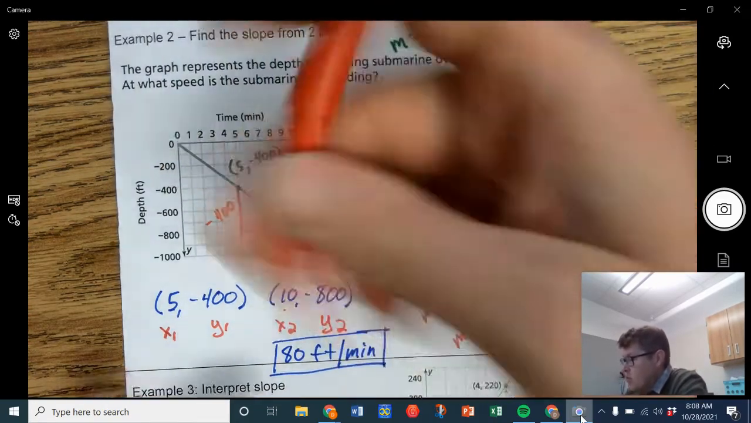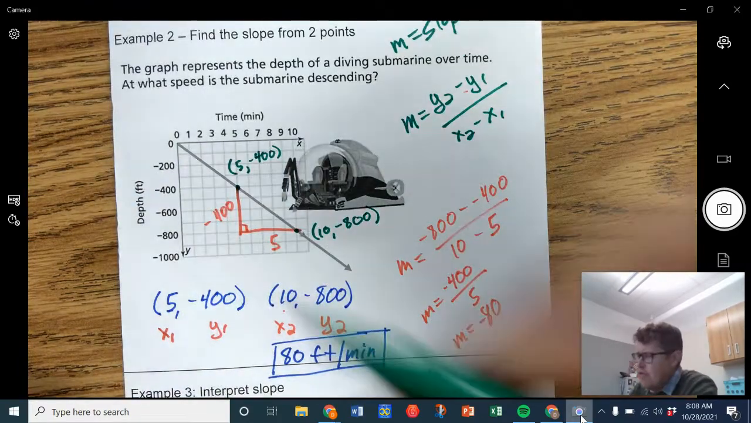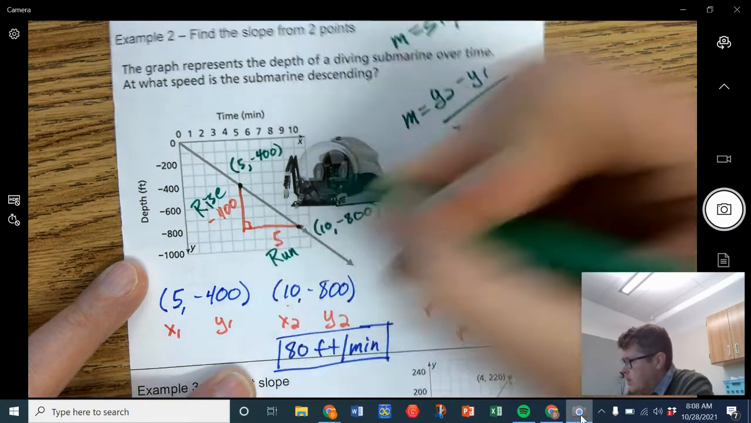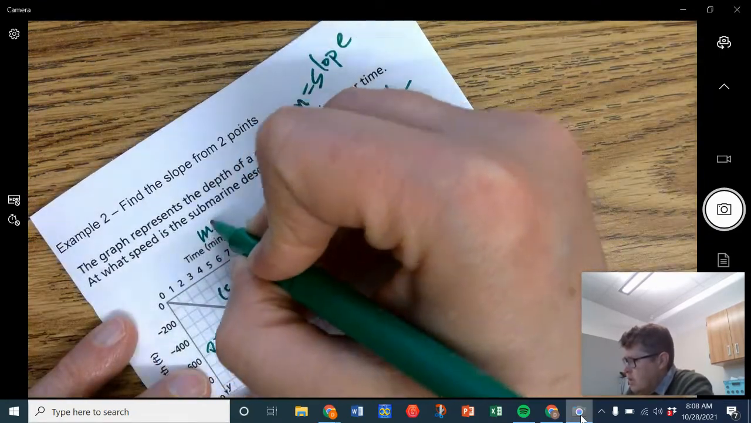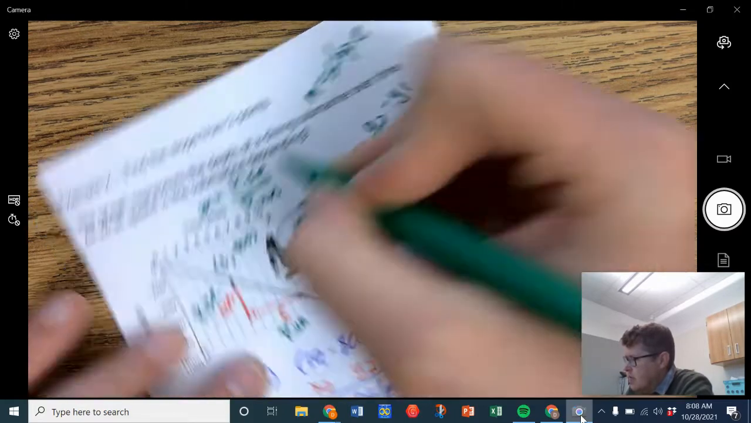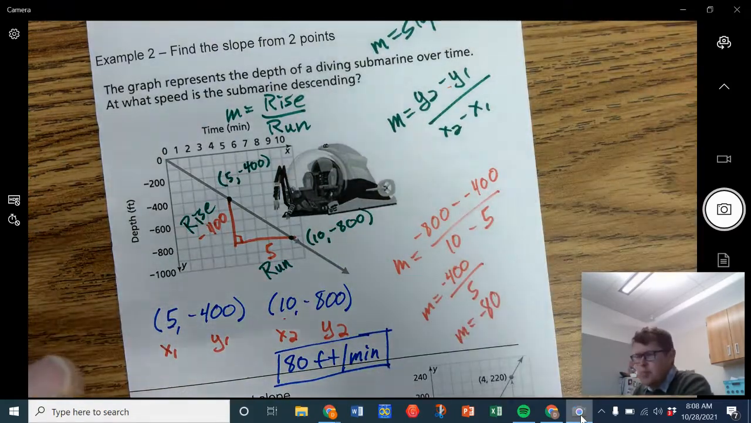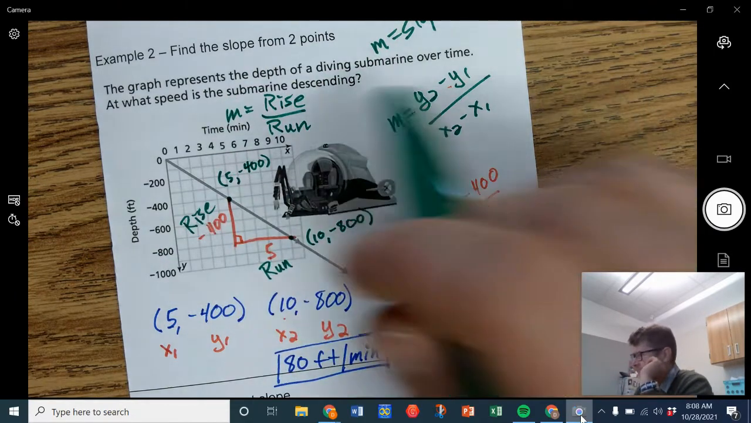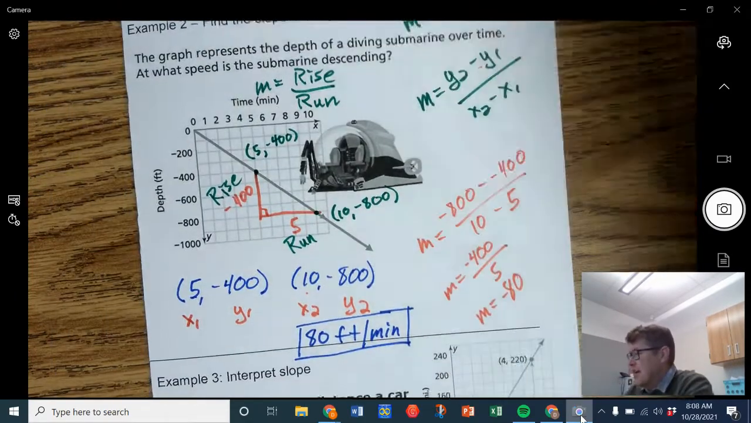So this is the rise. I think you have heard this term before. And this is the run, right? So slope is going to be rise divided by run. Don't worry, you will hear this so much. We will talk about this a lot.